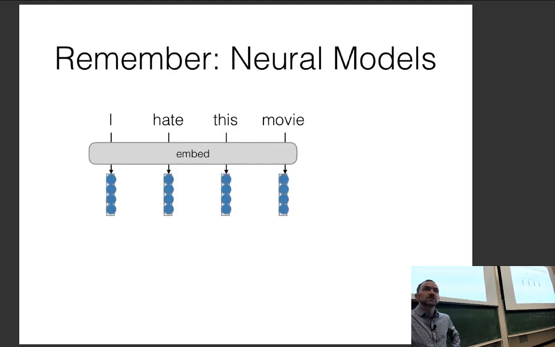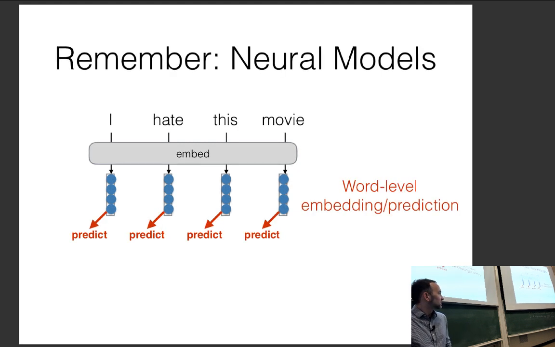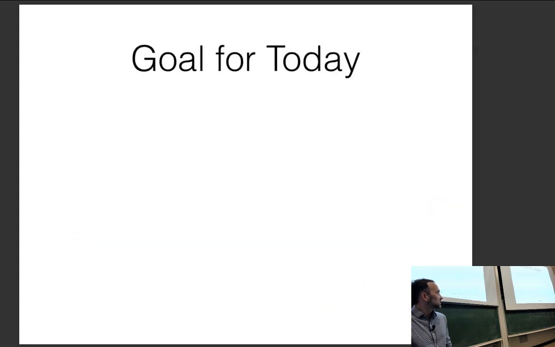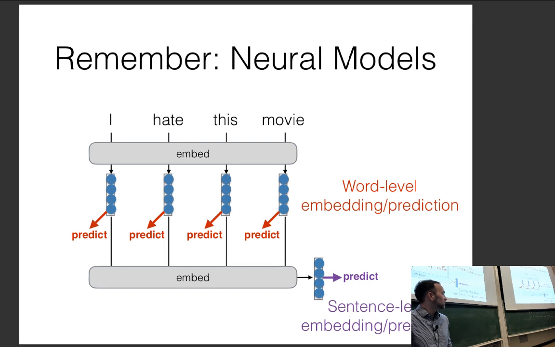So just to contrast with what we talked about last time, we were talking about neural models where we had word level embedding and prediction, and also sentence level models where we have sentence level embedding and prediction. And we're going to talk about both of them. Last time we talked about non-contextualized models where basically this embedding function is independent regardless of the other words in the sentence. This time we're going to talk about contextualized embedding models where it is dependent on the other words in the sentence.